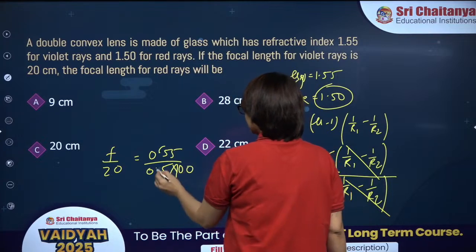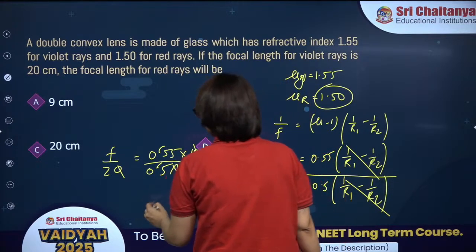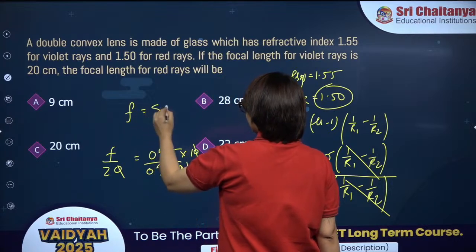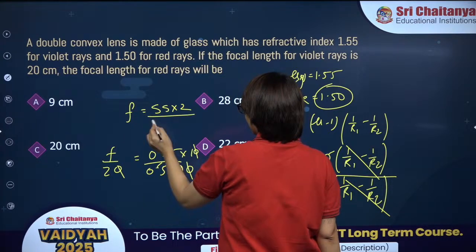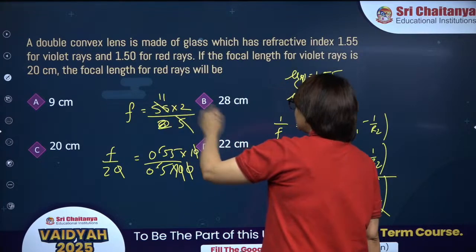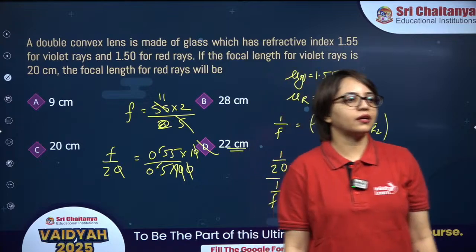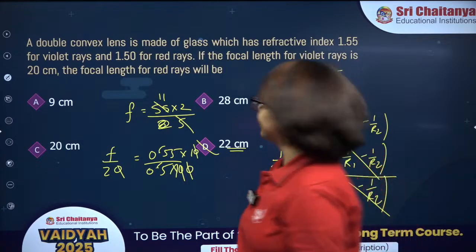Remove the points. 0, 0 cancel, this 0 cancel. So over here focal length will be 55 into 2 divided by 5. So it will be 11 into 2, which is 22 centimeter. Option D is the correct answer. Fine. Option D is the correct answer.